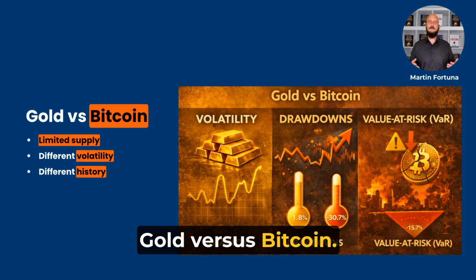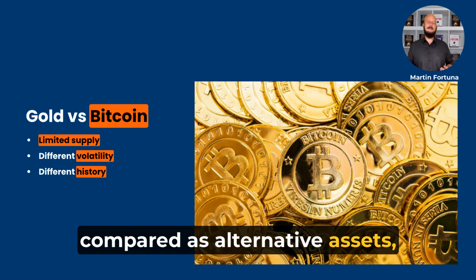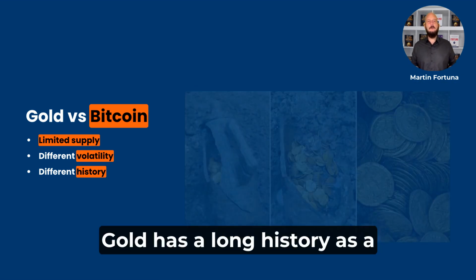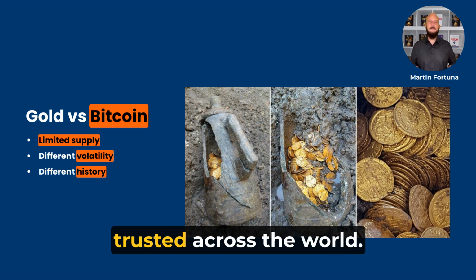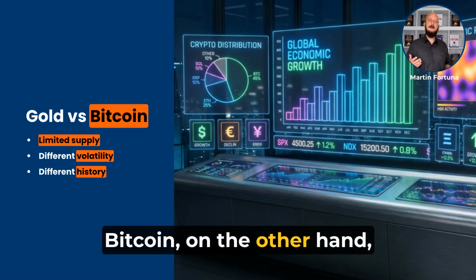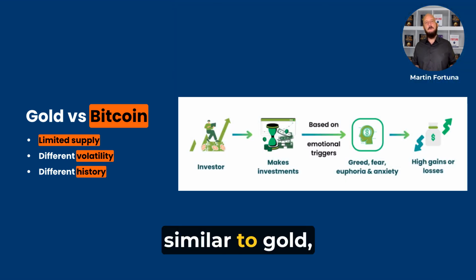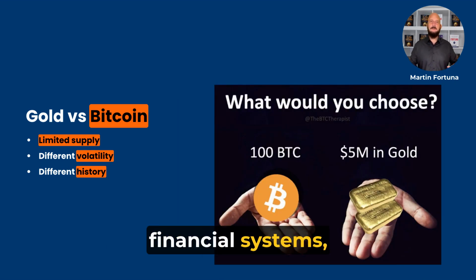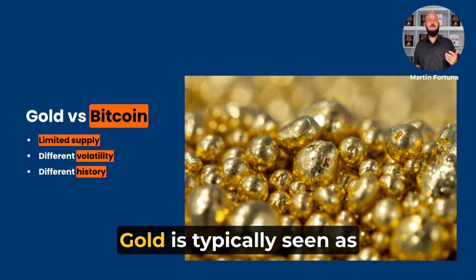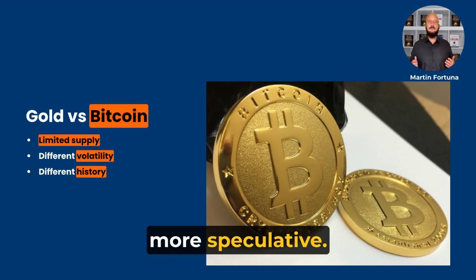Gold versus Bitcoin. Gold and Bitcoin are often compared as alternative assets, but they are fundamentally different. Gold has a long history as a store of value and is widely trusted across the world. Bitcoin, on the other hand, is a relatively new digital asset. It has a limited supply, similar to gold, but it is much more volatile and less stable. While both can be used as a hedge against traditional financial systems, they serve different roles. Gold is typically seen as a safe and stable asset, while Bitcoin is considered more speculative.